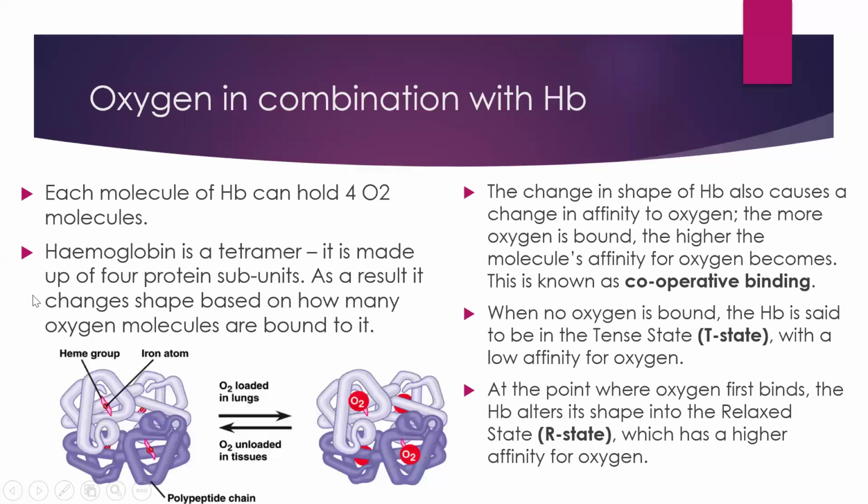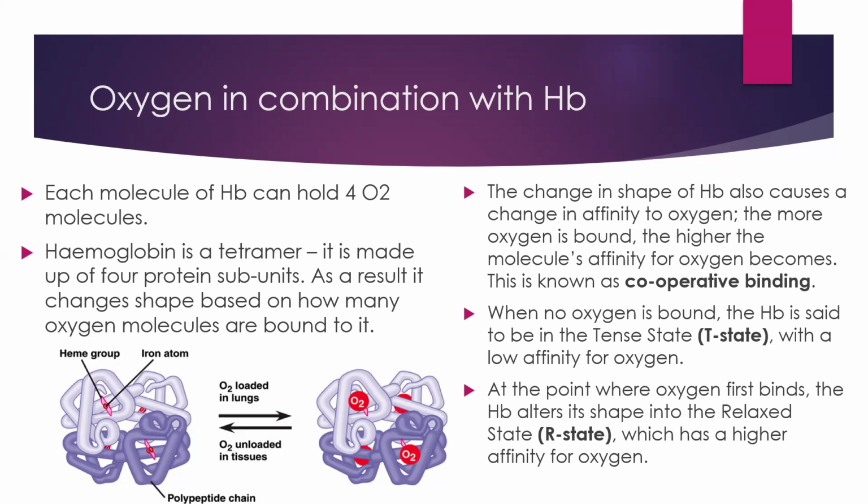There's this concept of comparative binding that is interesting. Each molecule of hemoglobin can hold about 4 oxygen molecules. Don't forget, we remind ourselves that hemoglobin is a tetramer, made up of 4 protein subunits. The combination of oxygen with hemoglobin causes a change in the shape of the hemoglobin, and the change in shape also leads to a change in affinity of hemoglobin for oxygen.